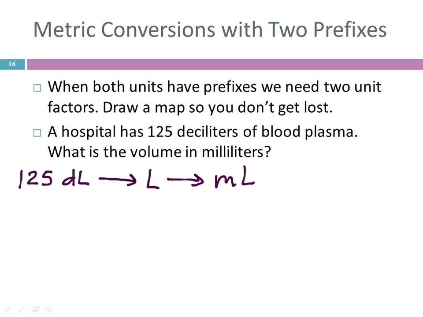125 deciliters. I have 2 arrows, so I need 2 unit factors. The map says deciliters to liters to milliliters. So down here I've got deciliters to liters to milliliters. I need deciliters to go away. So I'm going to divide by deciliters.